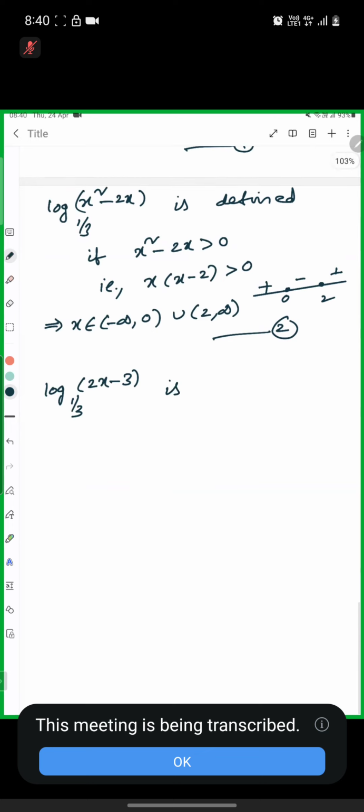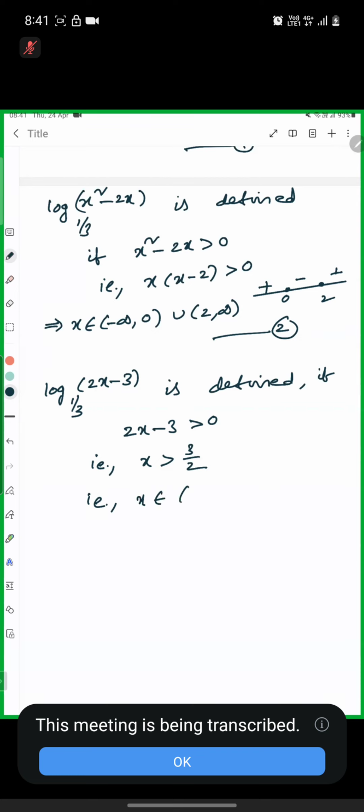When is it defined? When 2x minus 3 is greater than 0. It is a linear inequality. Directly write x greater than 3 by 2. That means x belongs to open 3 by 2 to infinity.